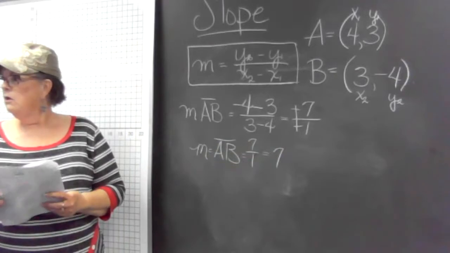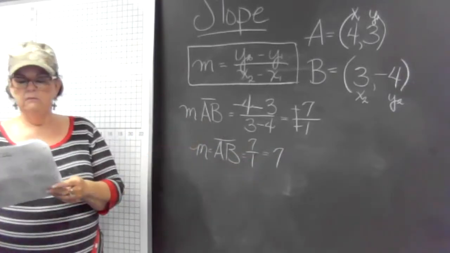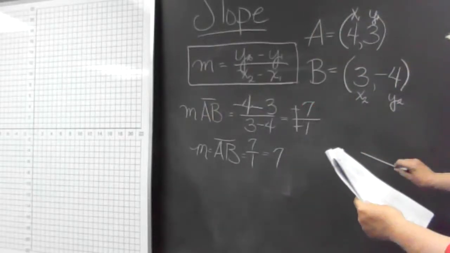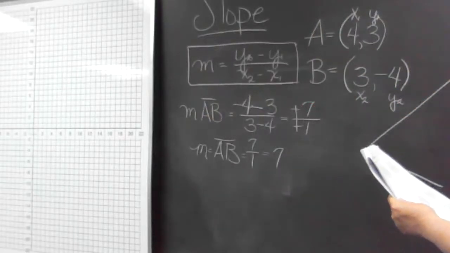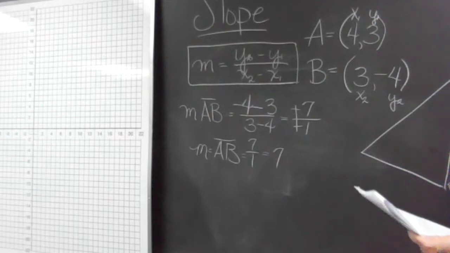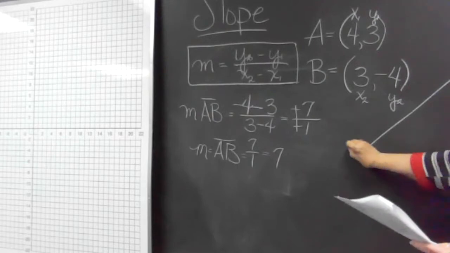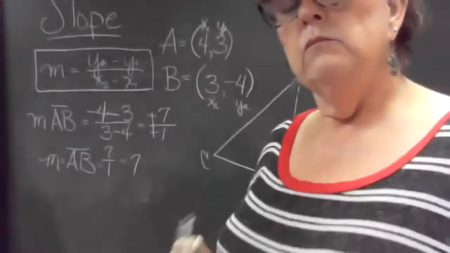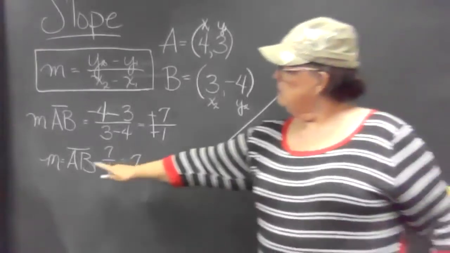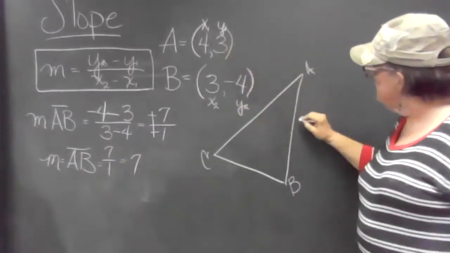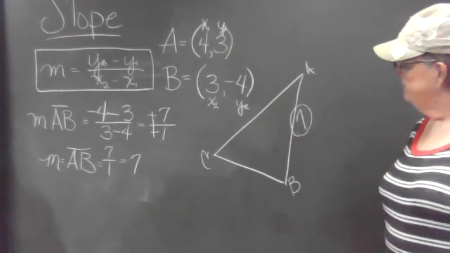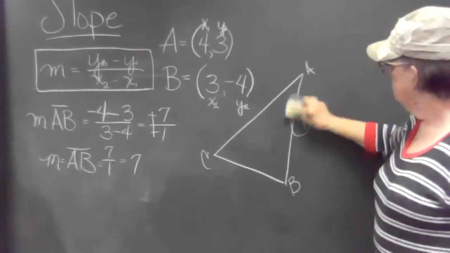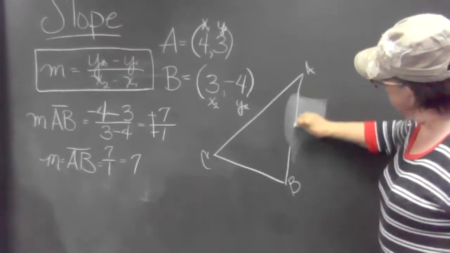Do y'all see? Of the AB. Here's kind of what it looks like. I'm not going to put it on the graph. So we have this, and we have this, and we have this. Okay. This is B, this is A, and this is C. So we found out that the length of segment AB from here to here is 7. No, sorry, the slope, silly girl, the slope is 7.